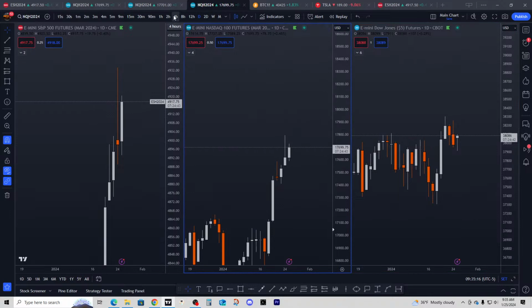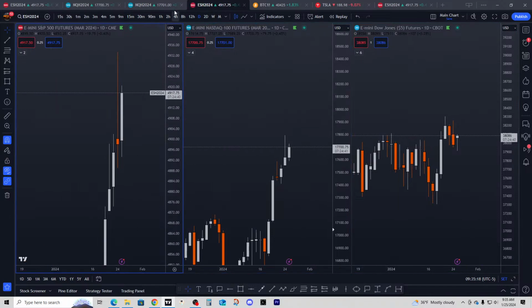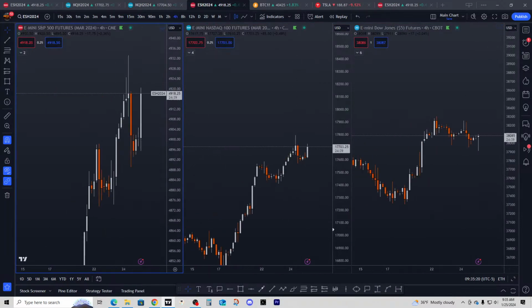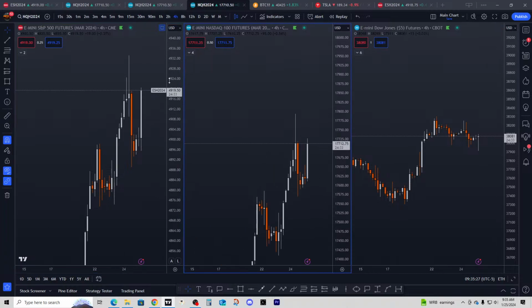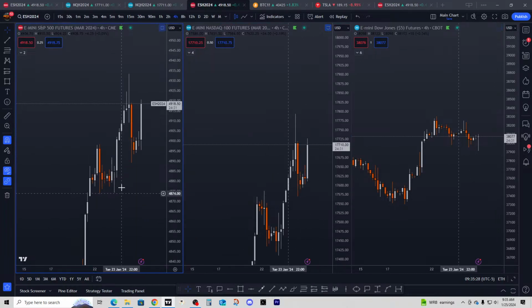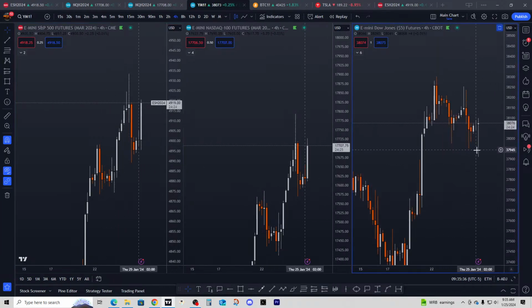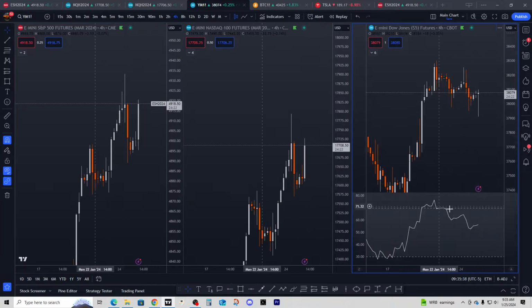And you may not have ever seen that before until I just mentioned it, but as ICT said before, you don't know what a deer footprint is until someone tells you. Like, you're not going to know. So it could be like that kind of concept. But anyways, we're rejecting out of this 4 hour fair value gap, and we're starting to move higher. And notice how we're making a lower low. So 1, 2, 3, move right there.